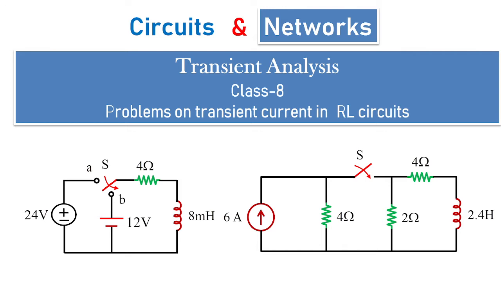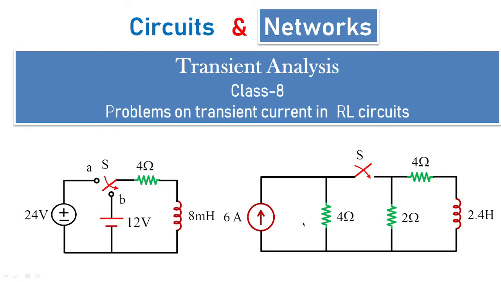In today's transient analysis class, that is class 8, we are going to see different numericals on the behavior of RL circuits and how to find the transient current in particular RL circuits. You can see in these two cases, which are two different problems, the switching position is moved from A to B and we need to find the transient current.